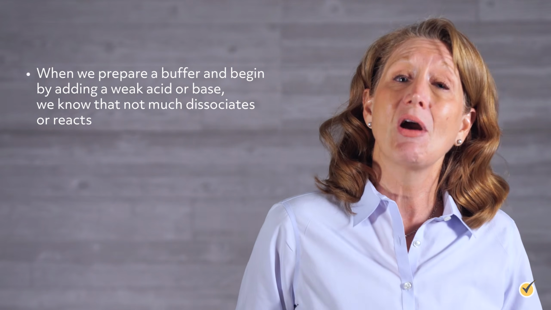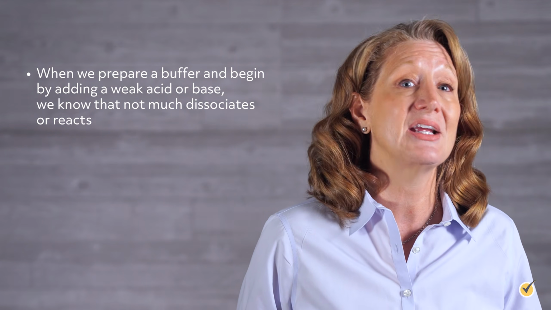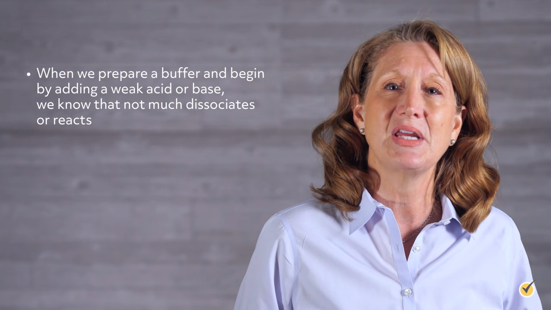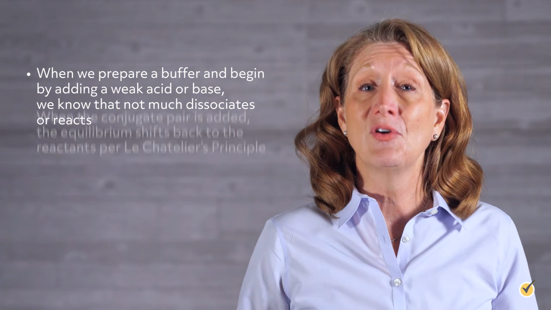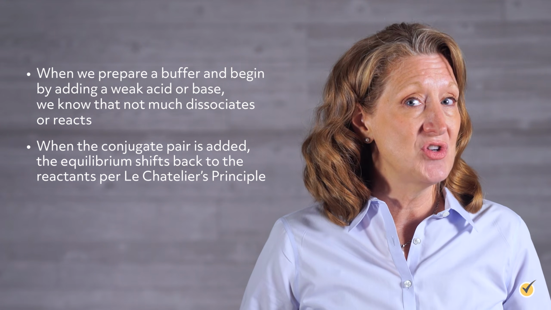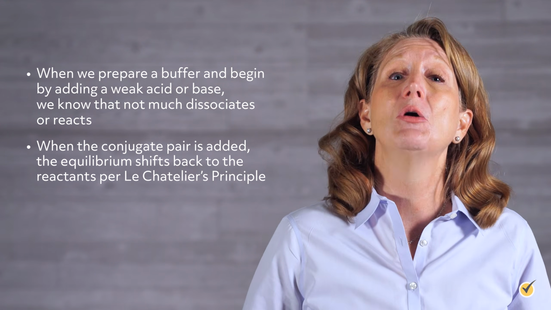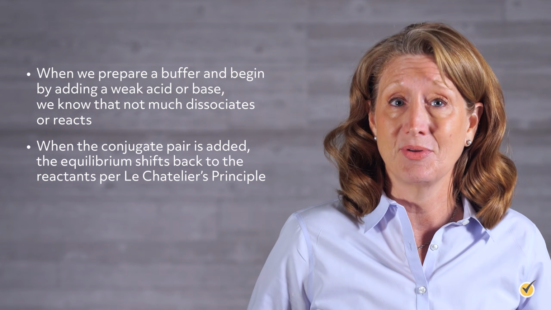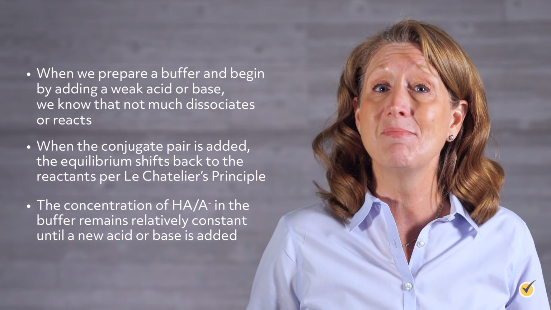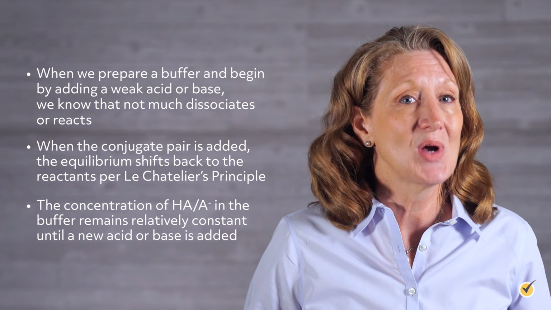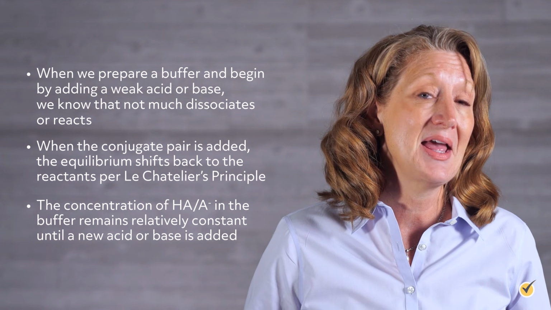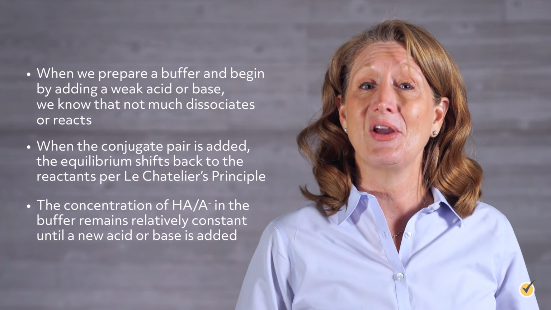So when we prepare a buffer and begin by adding a weak acid or base, we know that not much dissociates or reacts. Furthermore, when the conjugate pair is added, the equilibrium shifts back to the reactants per Le Chatelier's principle. Thus, the concentration of HA over A- in the buffer remains relatively constant until a new acid or base is added. Now let's consider that scenario.